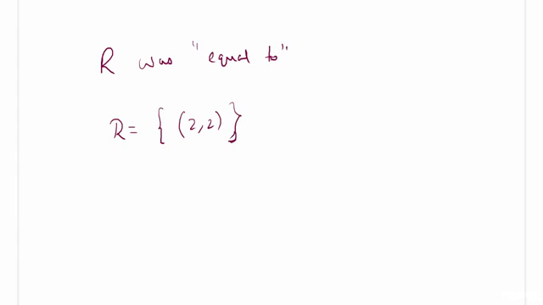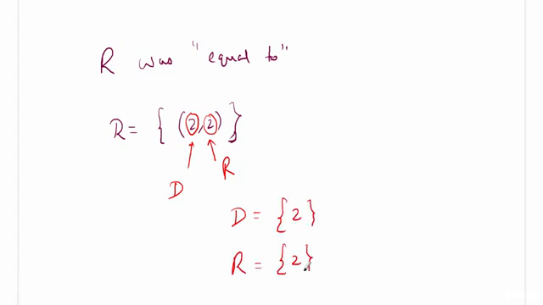Now the domain will be the set of all the first elements, and range will be the set of all the second elements of these ordered pairs. There is just one element here, so domain you will write as {2}, and range you will write as {2} again. Makes sense? Domain and range depend on the relation: all the first elements of the ordered pairs, when written in the form of a set, form the domain, and all the second elements form the range. This R and this R are different. I'm writing range to represent that it's not a relation, but the range of that relation.